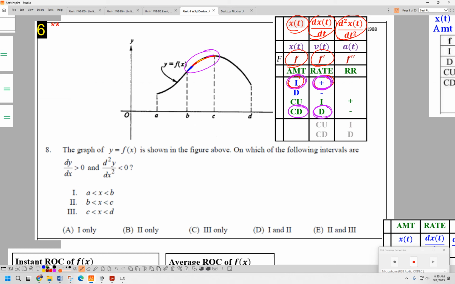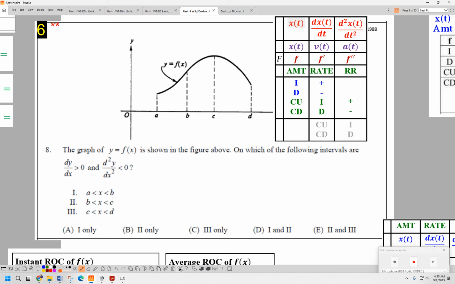Hey, wait a minute. We learned about inflection points. X equals B is an inflection point of f because it is where the concavity of f is changing. It's perfect. There you go. Okay, so we've answered this.